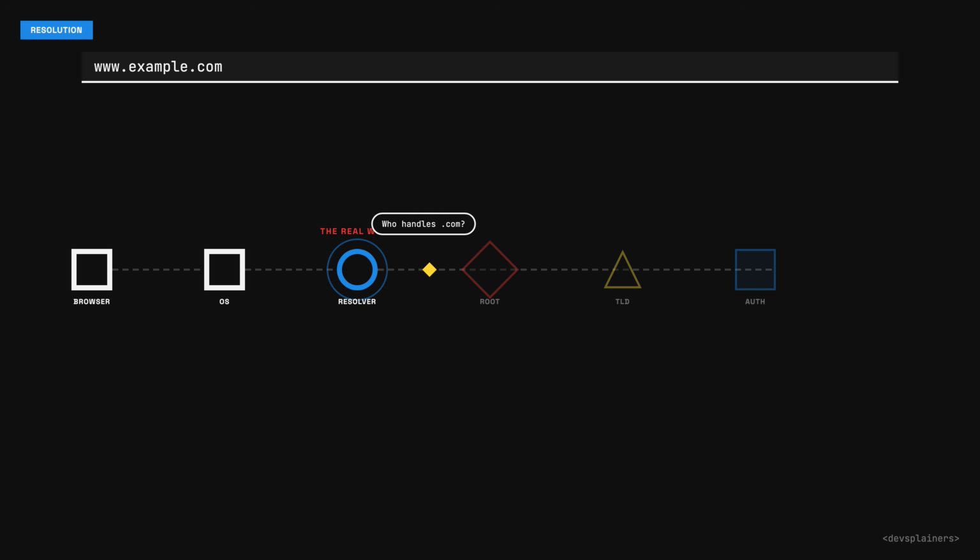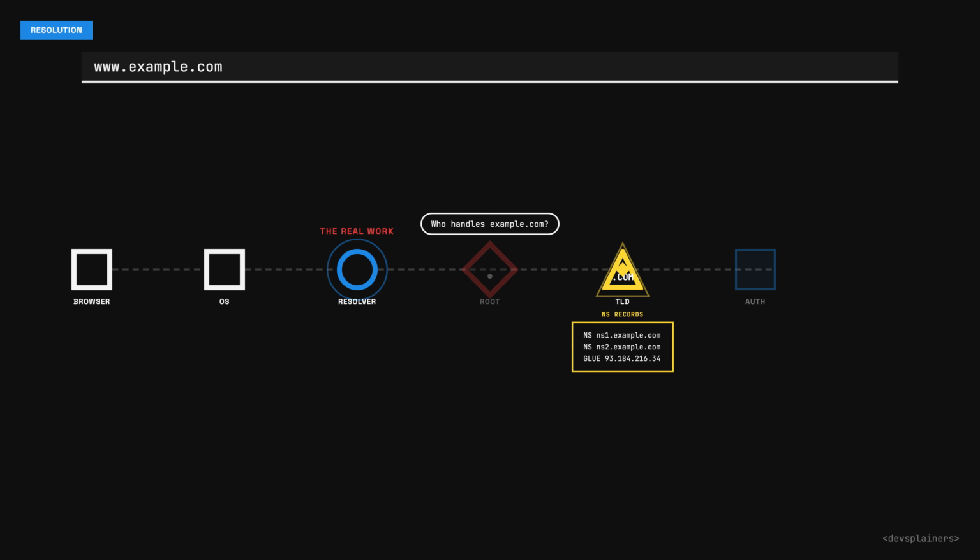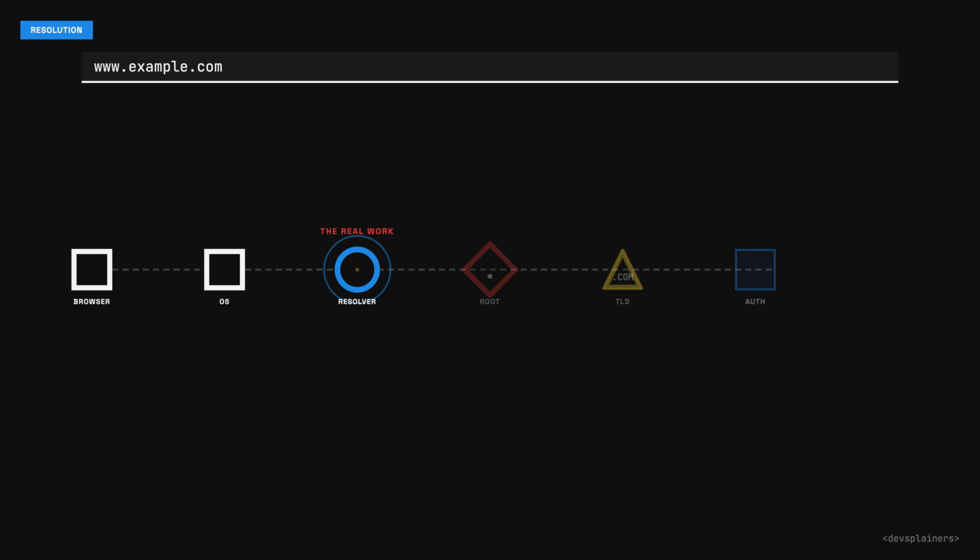The recursive resolver asks a root nameserver, who handles .com? The root doesn't know the final answer. It returns a referral. Ask these .com servers. Next, the resolver asks a TLD nameserver, who handles example.com. The TLD responds with NS records, the authoritative servers for that domain. And if those servers live inside the domain itself, it includes glue records, their IPs, to avoid a circular lookup.